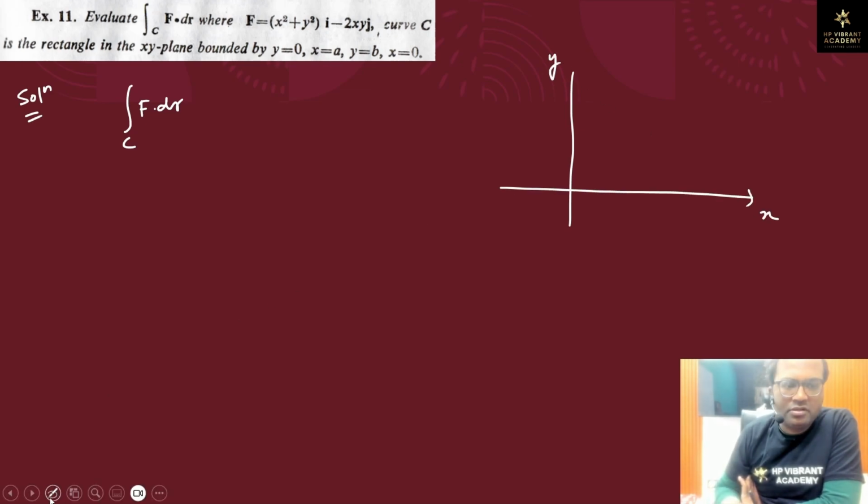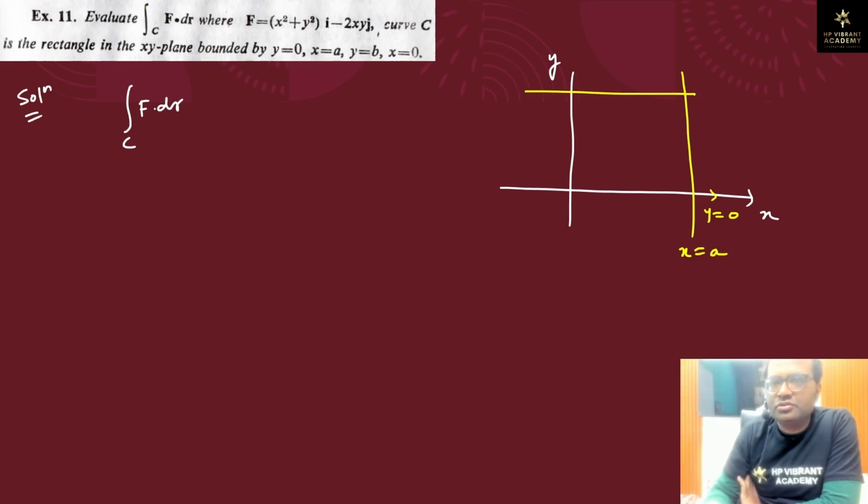So we have a rectangle bounded by y is equal to 0, x is equal to a, y is equal to b, and x is equal to 0. So this is our rectangle. Let us name this: this is O, this is A, this is B, and this is C.